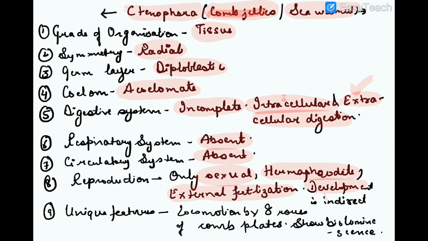Development is indirect. Indirect development means they have a larva stage. First, a larva would be formed and then it would develop into an adult individual. That is known as indirect development.